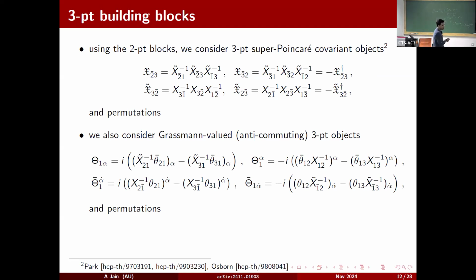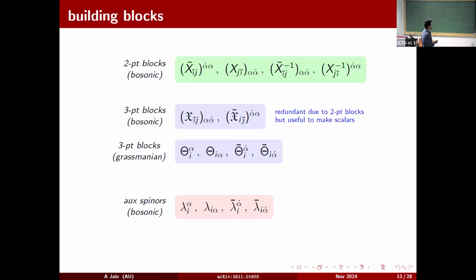And of course these were made in the late 90s, more than a quarter century back. These are made by Park and Osborn. So these are Grassmann valued. They're built out of these theta bars. Okay, they're anti-commuting, but they're still super Poincare covariant. And these are not present in the conformal case. These are Grassmann valued, which means if I remove the thetas, the superspace variables, these just vanish. So these do not have a counterpart in the non-supersymmetric case. Okay. So these are all the building blocks that I have.